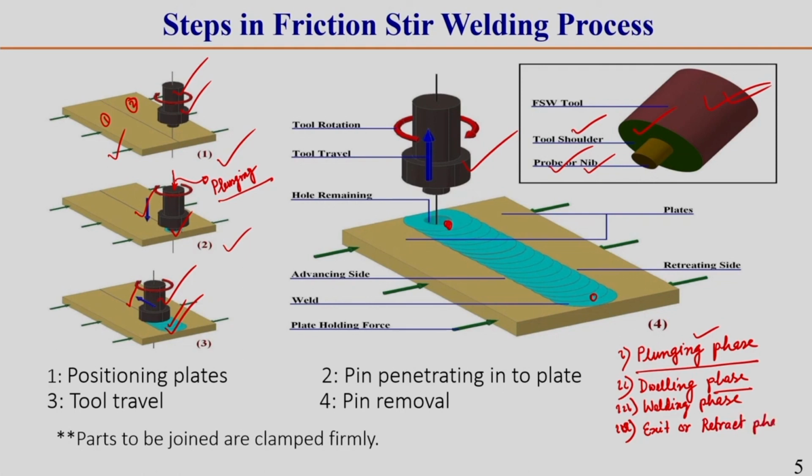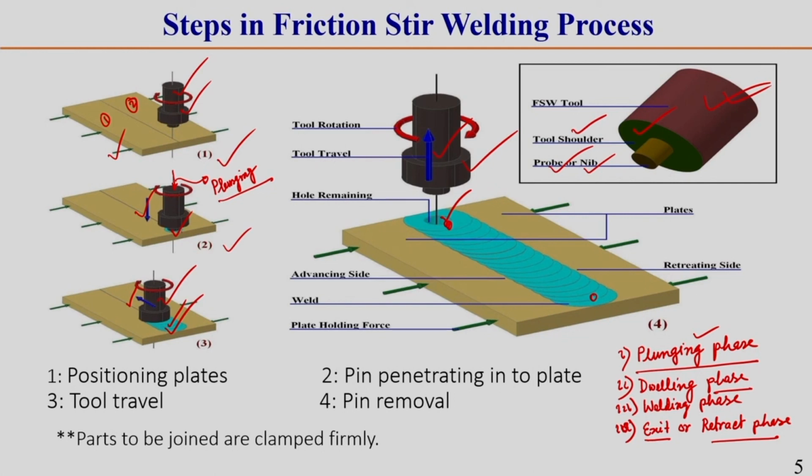Retract phase, you should keep this in mind. At this exit or retract phase, we generally remove the tool from the workpiece by using a vertical upward motion. At the end of the FSW process, the rotating tool is retracted away from the workpiece material. It leaves a cylindrical hole mark that was once occupied by the tool pin. This you should keep in mind.